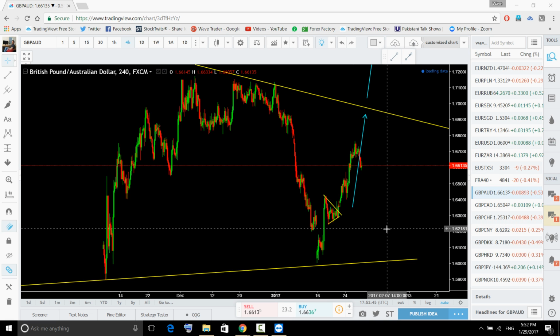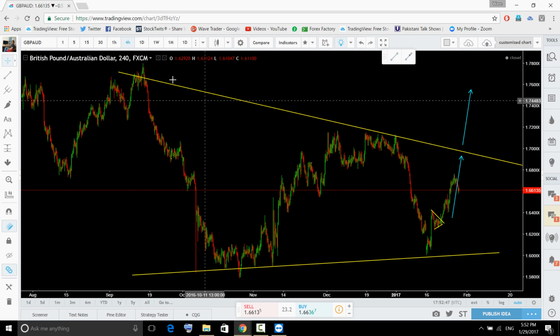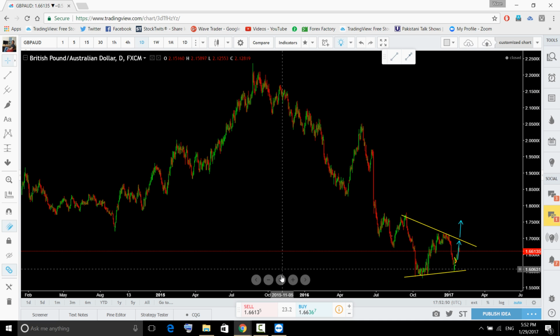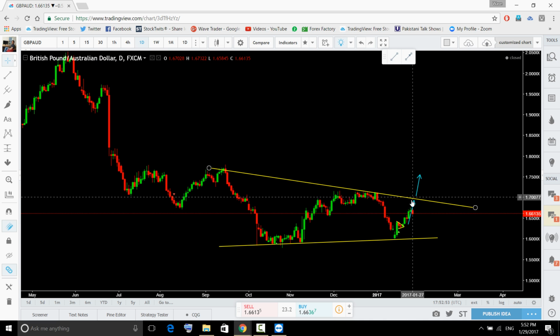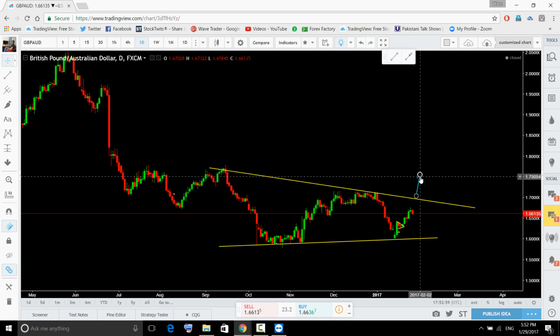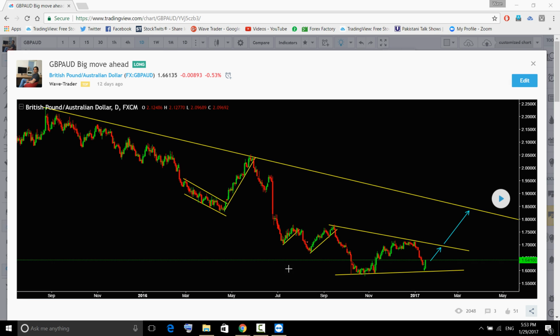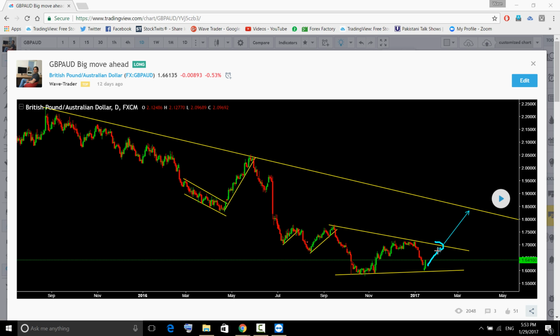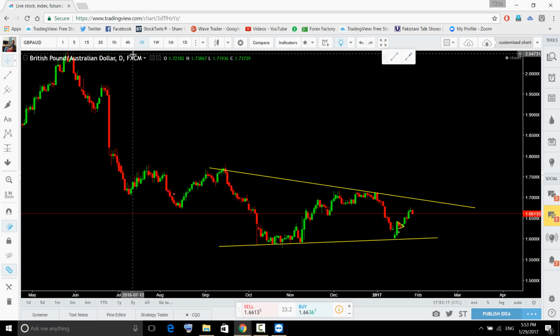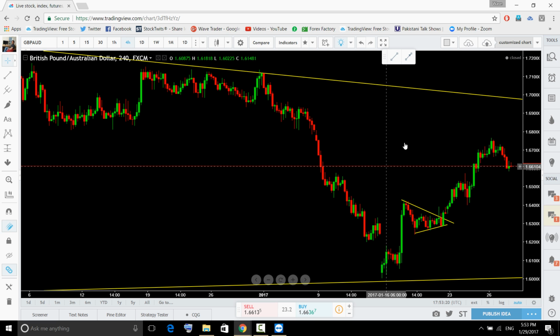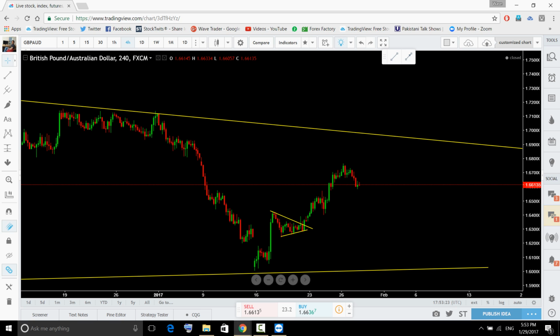Pound Australian dollar is about to hit the trend line. Okay, so the trade setup was this, yeah. So we're gonna watch this place, whether it is going to break out or not. I was anticipating, when I saw this kind of price action at the bottom, that price was gonna break through this trend line.